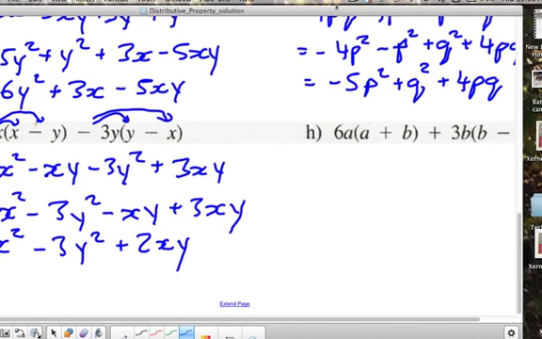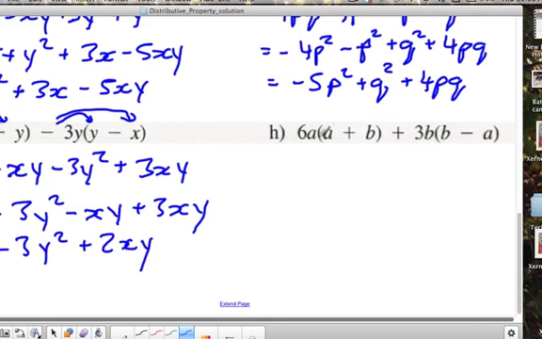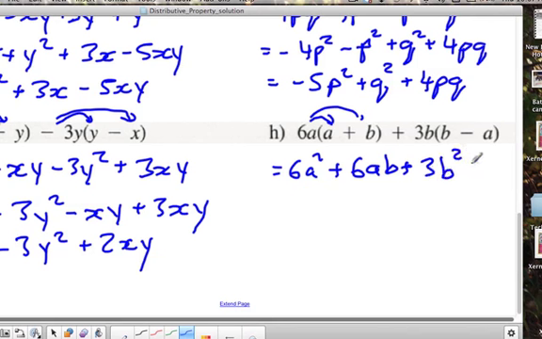The last question. So we're going to multiply everything in the first bracket by 6a and everything in the second bracket by 3b. So 6a times a is 6a squared plus 6a times b is 6ab plus 3b times b is 3b squared. And this is going to be 3b times negative a. And I'm going to put the terms multiplied in alphabetical order. So it's minus 3ab.